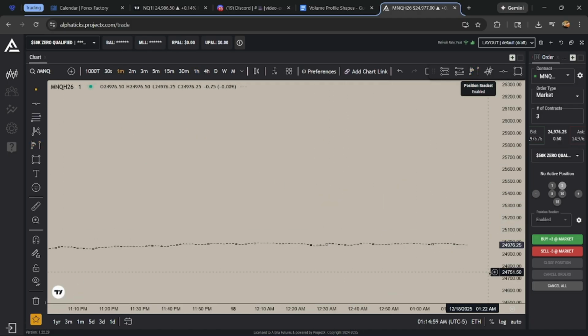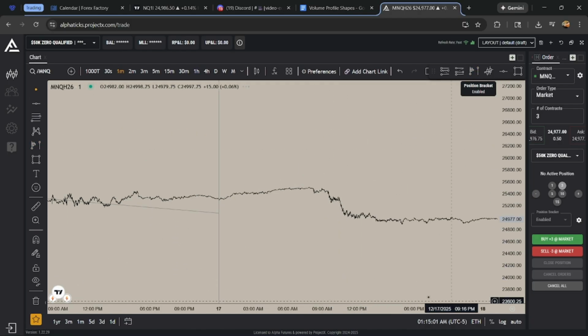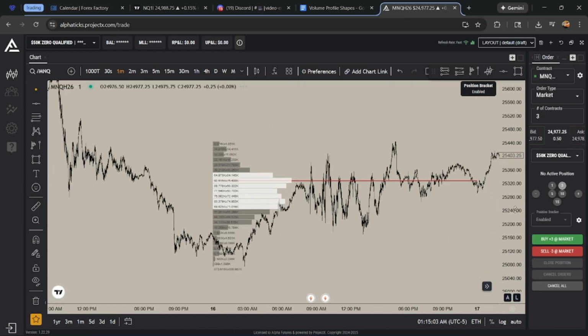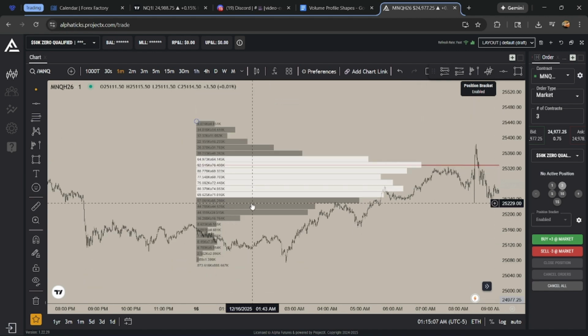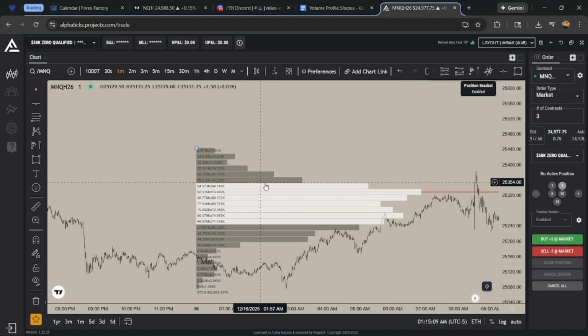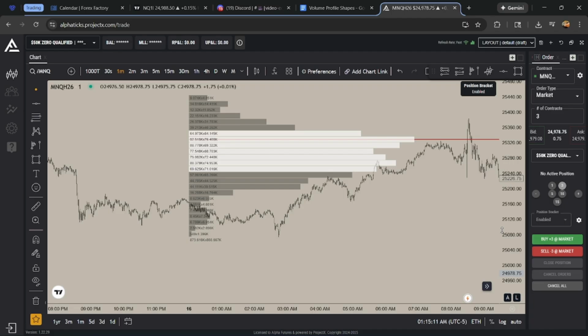Then you're going to go on the 1 minute time frame, and you're going to mark out LVNs below value area low and above value area high. An LVN is where price significantly dropped off in volume and there's very minimal to almost zero action in that area.